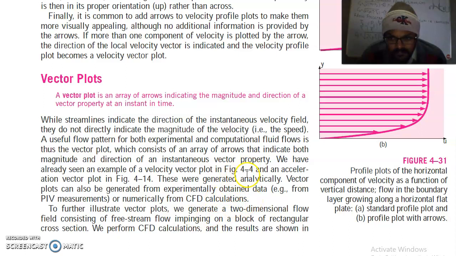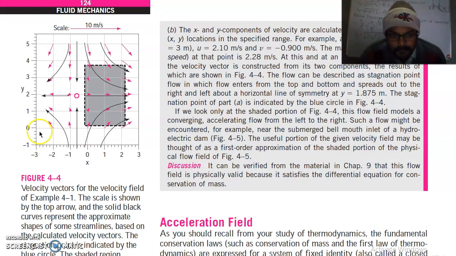You had seen in figure 4.4 a vector plot. So this plot shows velocity vectors for the velocity field. The scale is shown by the top arrow. You can see 10 meters per second. As these vectors are defined, the velocity, y and x in a 2D plot. So these types of plots can be obtained experimentally or with the help of computational fluid dynamics.